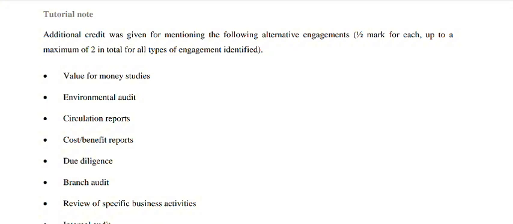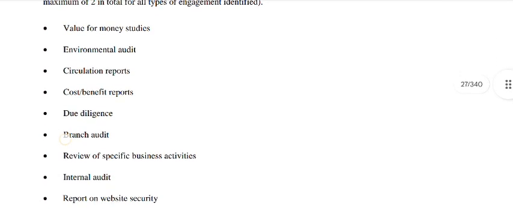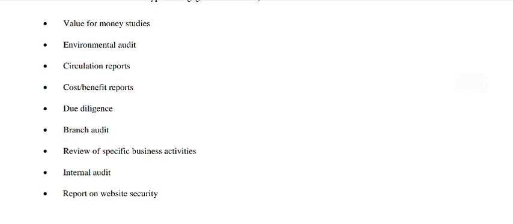Additional credit was given for mentioning the following alternative engagements. Half mark for each up to a maximum of 2 in total for all types of engagement identified. Value of money studies, environmental audit, circulation reports, cost or benefit reports, due diligence, branch audit, review of specific business activities, internal audit.